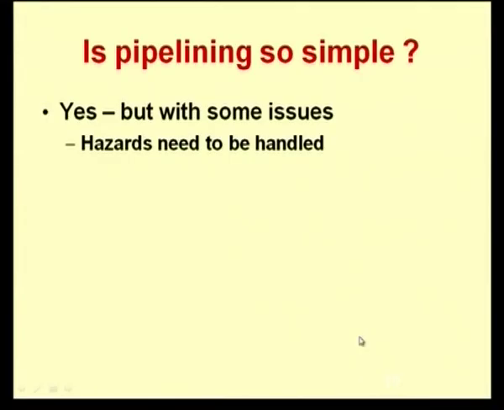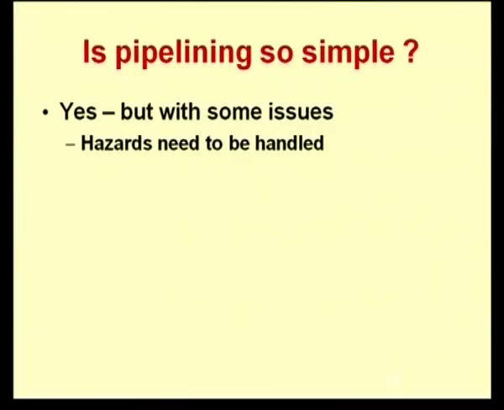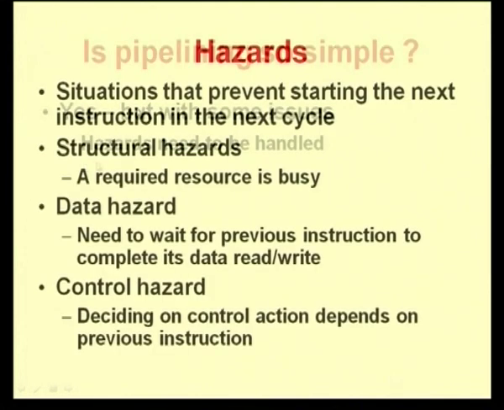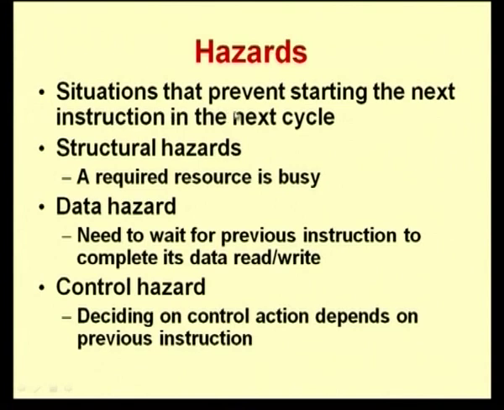Now, the question that we look at is, is pipelining just so simple? The answer to that is, it is basically yes, but of course, there are some issues that need to be handled. So, what are these issues? One of the primary problems that we have with pipelines are what are called hazards. We need to understand what we mean by these hazards. A hazard, in very simple terms, can be defined as any situation that prevents starting the next instruction in the next cycle.